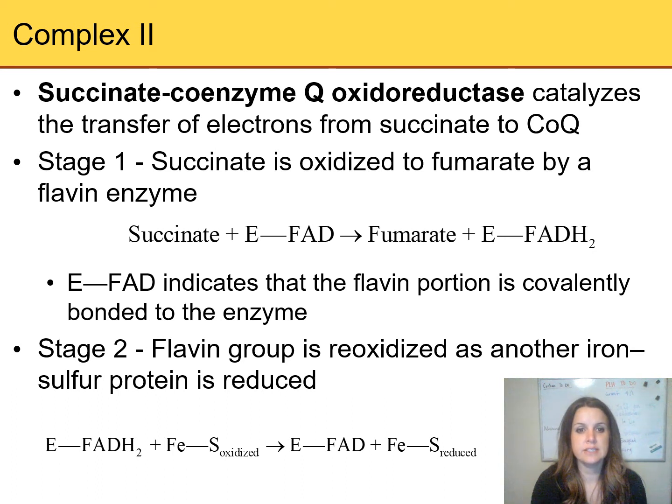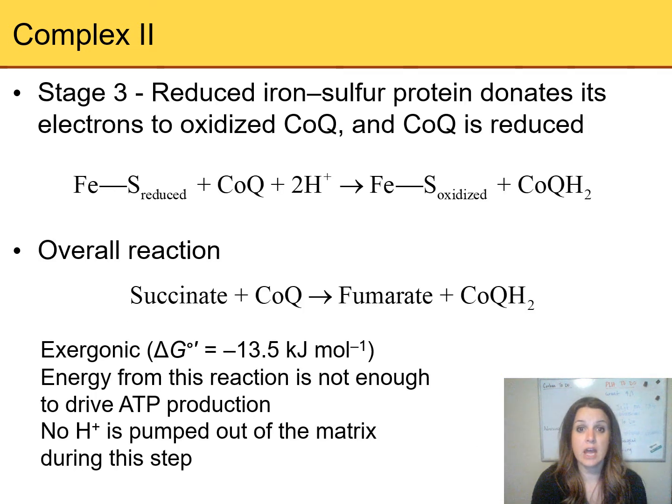So then in the next stage, this FAD or flavin group is reoxidized, meaning it's going to give up its electrons to another component in this complex 2, and that component is an iron sulfur protein. And basically by giving up those electrons, it's going to reduce the iron sulfur protein. In stage 3, that iron sulfur protein then donates its electrons to coenzyme Q, and now we have a reduced coenzyme Q. So the overall reaction we see is that succinate plus the oxidized form of coenzyme Q produces fumarate and the reduced form of coenzyme Q.